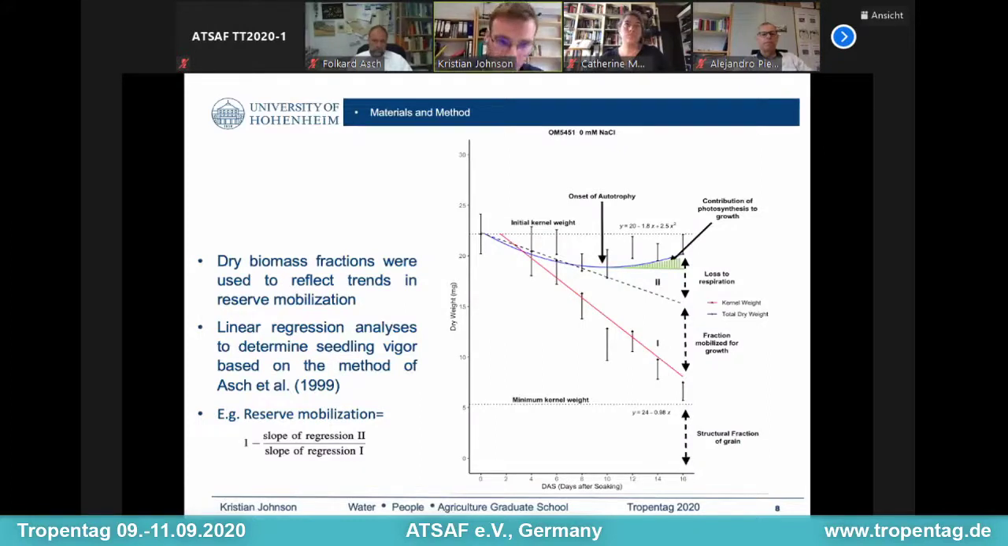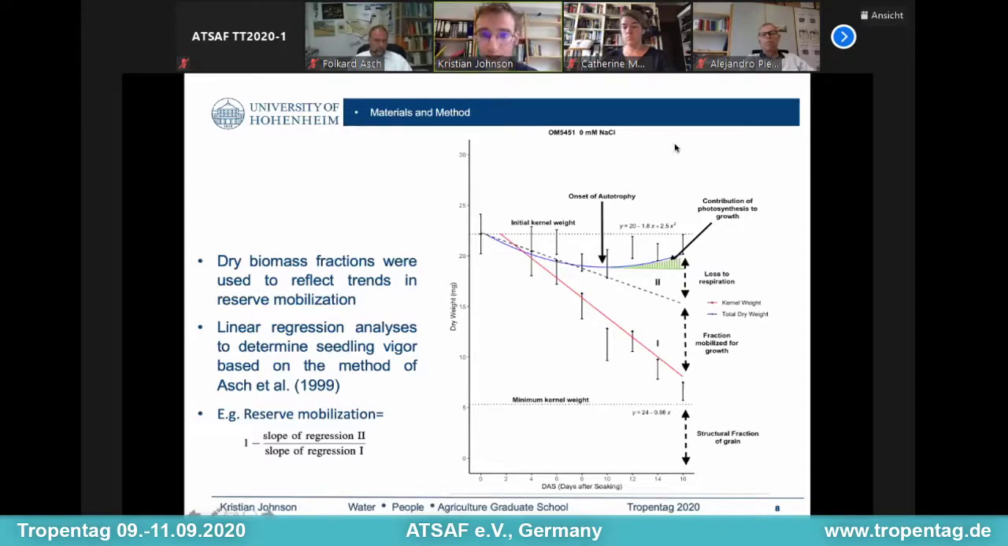So what we actually did, and the analysis that we applied to the resulting data, was hoping to capture the dry biomass fractions over time and how the reserves of the seeds were mobilized. And this is in part reflected through a series of linear regression analyses that were used to determine seedling vigor, according to a method devised by Ash et al.